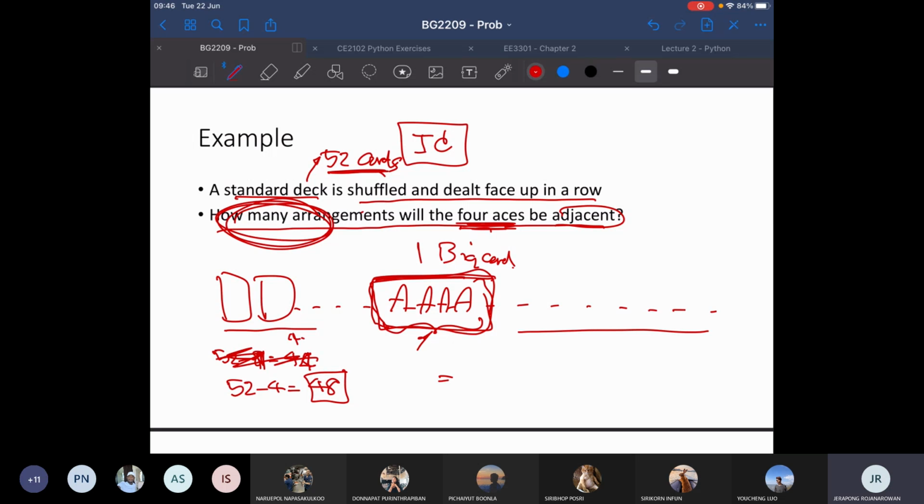There are 48 cards in total, including this block, so that makes 49, right? Therefore you can arrange them in 49 factorial ways, and inside here you have 4 S's, right? You can arrange them also in 4 factorial ways. So that's gonna be the answer: 49 factorial times 4 factorial.